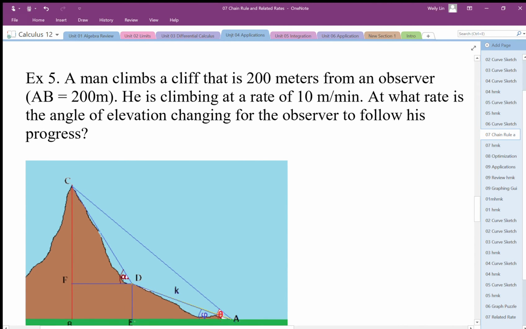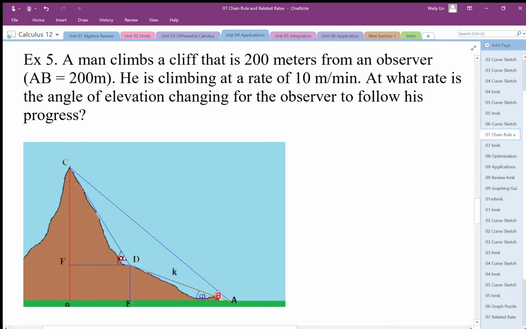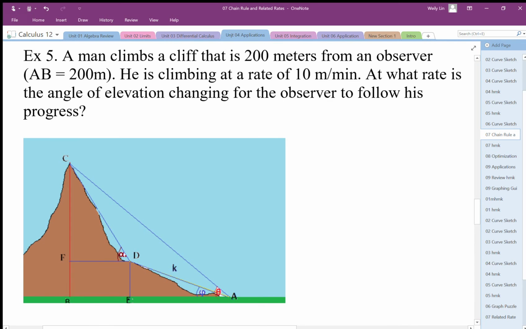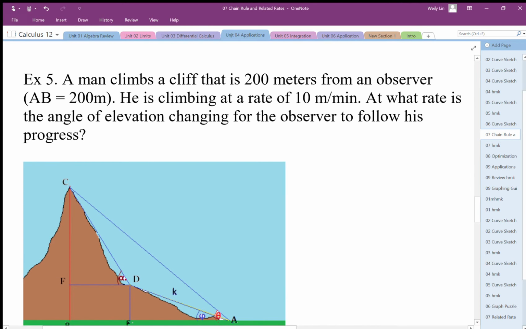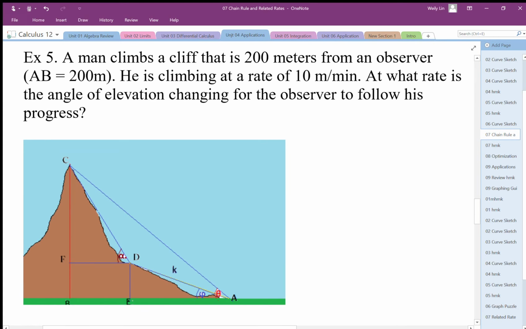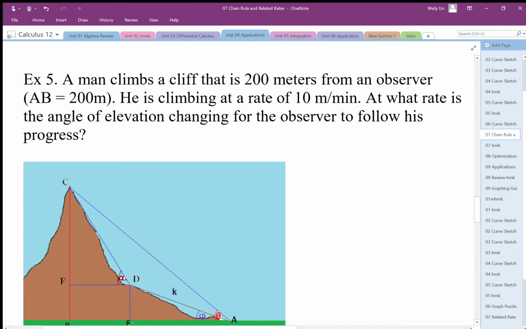So next one, the man climbs on a cliff. He's 200 meters from the observer. Okay, so he's on some cliff. I don't know where the man is. Okay, so he's climbing at a rate of 10 meters per minute. So it's increasing his height by 10 meters per minute. So at what rate is the angle of elevation changing for the observer to follow his progress?